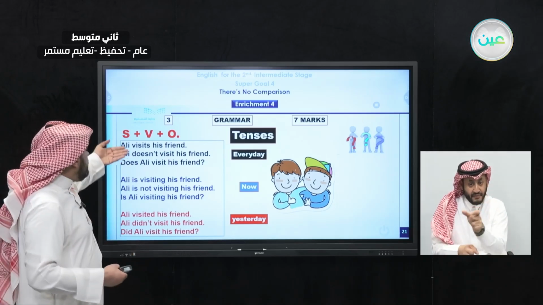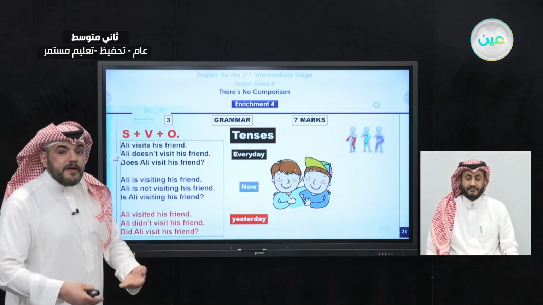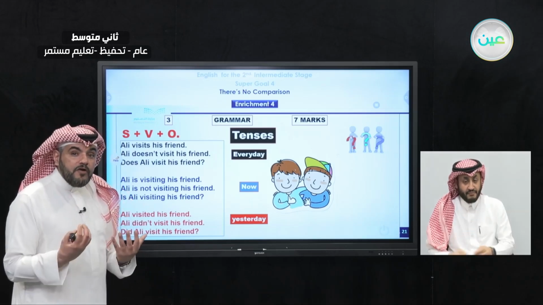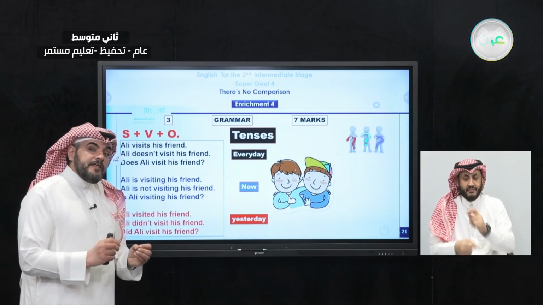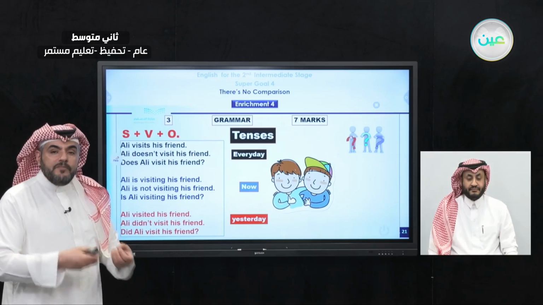So look at how the sentence is built. SVO, what do you mean by that? That means the sentence starts with the subject, then there is a verb, and after that there is an object. But the form of the verb is the most important thing that tells you about the tense or the time of the sentence.